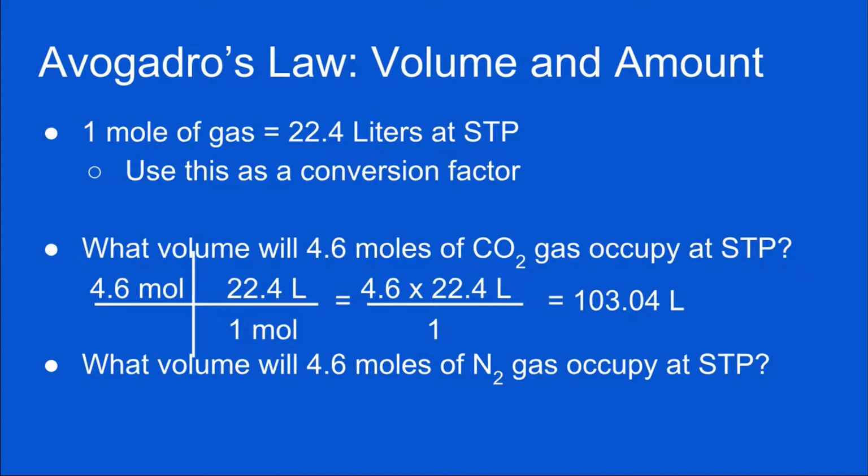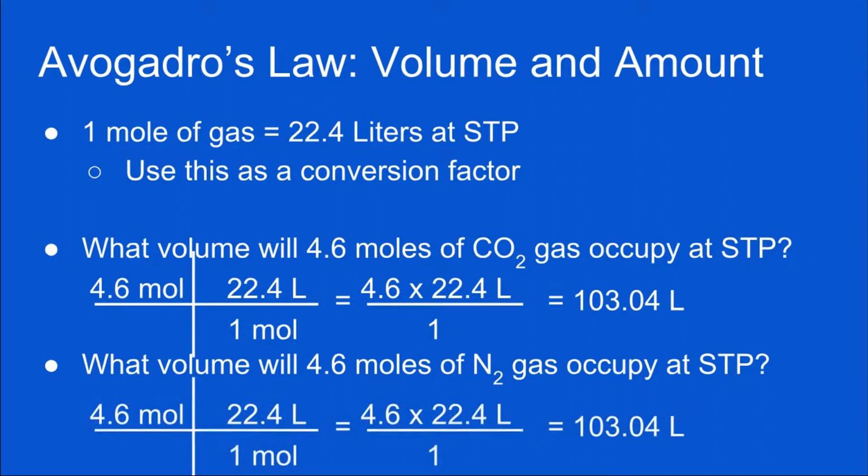So now let's change up the gas. We still have the same amount of moles, 4.6 moles, but now it's nitrogen gas, N2. And actually, the problem ends up being the same because it doesn't matter what gas we're looking at, as long as it is a gas at standard temperature and pressure, it will always take up the same amount of room, 22.4 liters. In this case, if we have 4.6 moles of any gas, its volume is 103.04 liters.